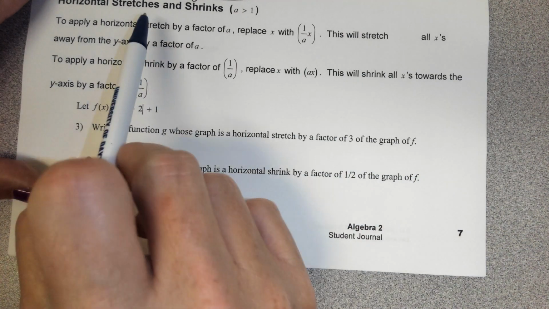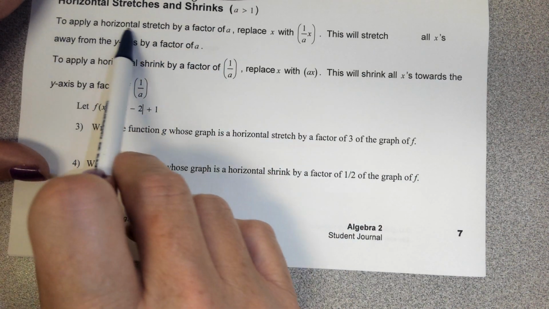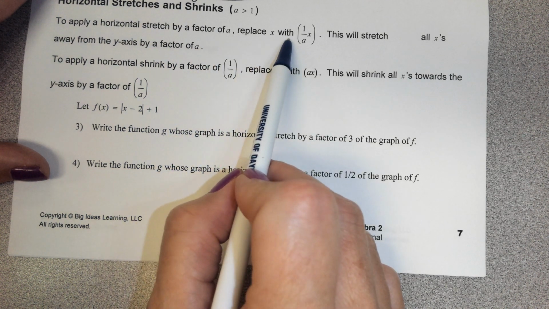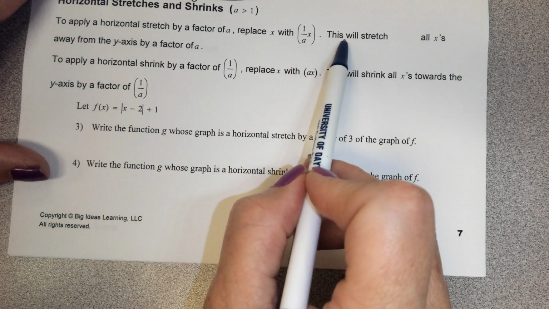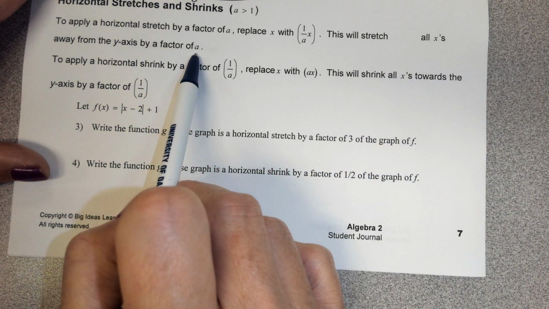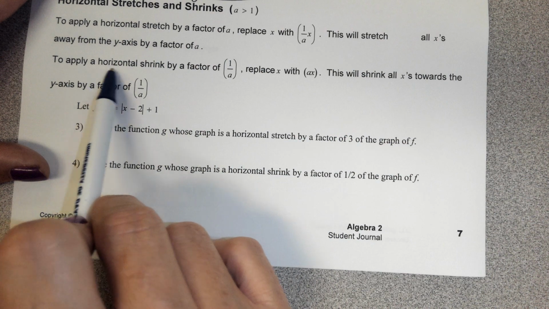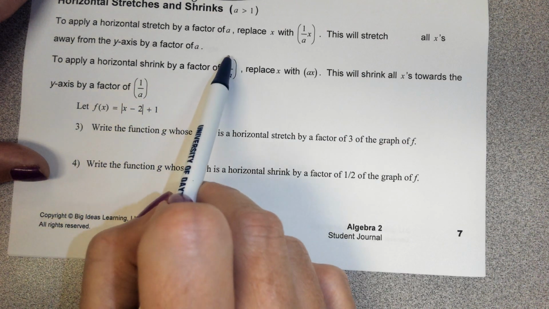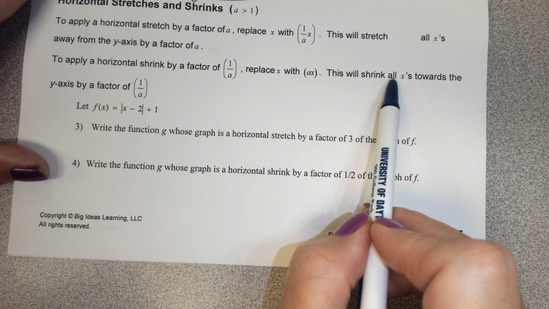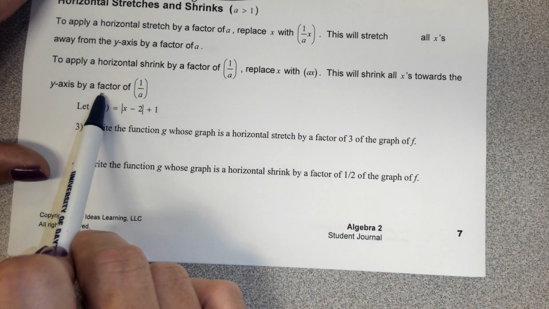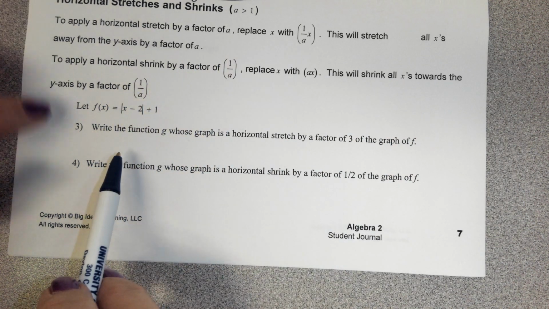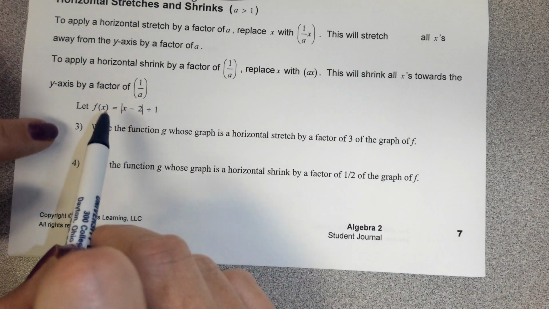Okay. Horizontal stretches and shrinks. To apply a horizontal stretch by a factor of a, replace x with 1 over ax. This will stretch all x's away from the y-axis by a factor of a. To apply a horizontal shrink by a factor of 1 over a, replace x with ax. This will shrink all x's towards the y-axis by a factor of 1 over a. Okay, little confusing, but just take it one step at a time.